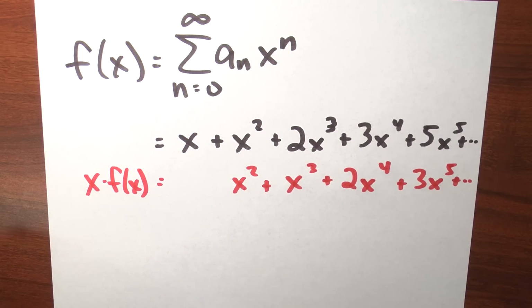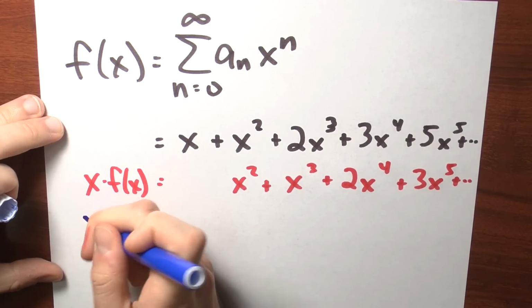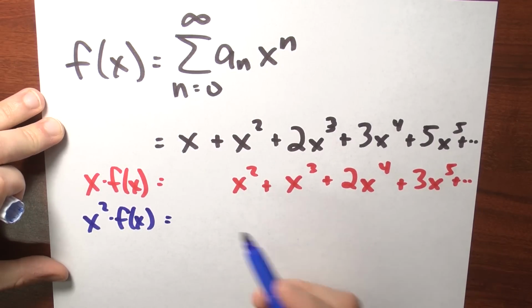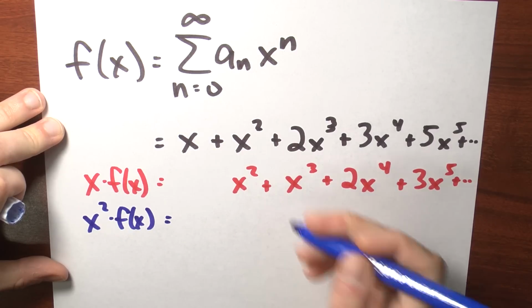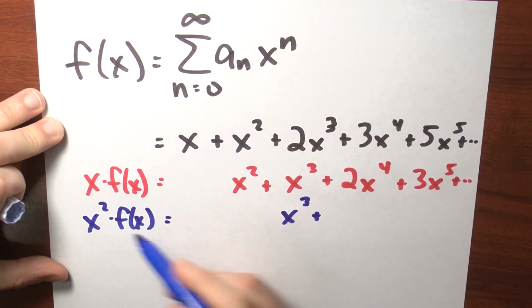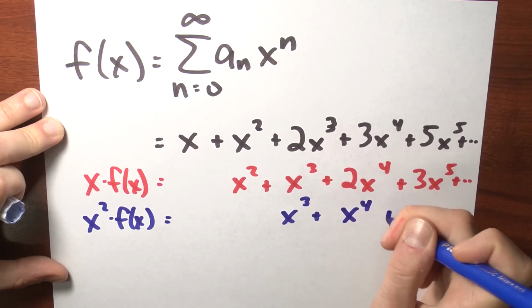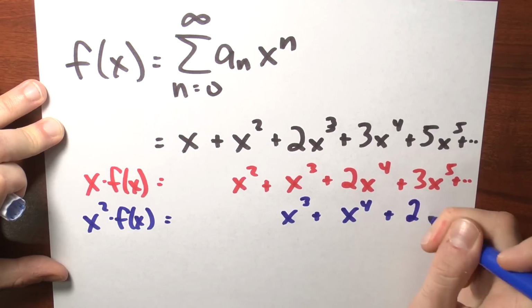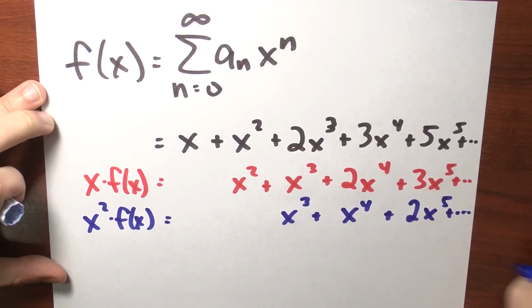And then I'm going to multiply this by x squared. So what's x squared times f of x? Well, then x times x squared gives me an x cubed. X squared times x squared gives me an x to the fourth. 2x cubed times x squared gives me a 2x to the fifth, and I'm going to keep on going. Now I'll do some subtraction.